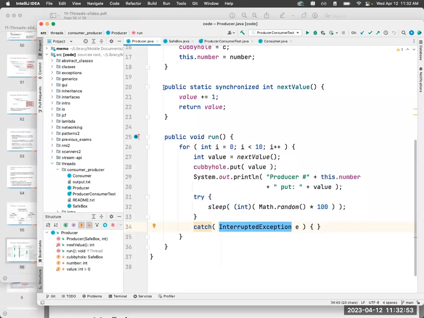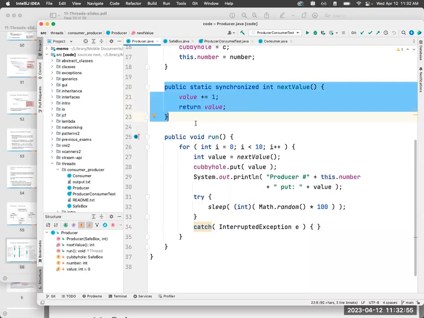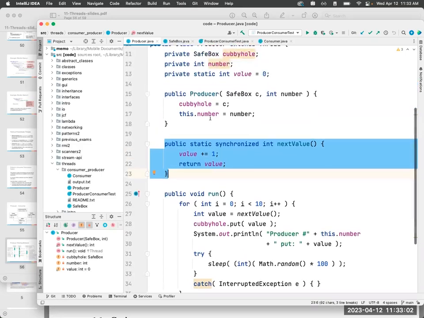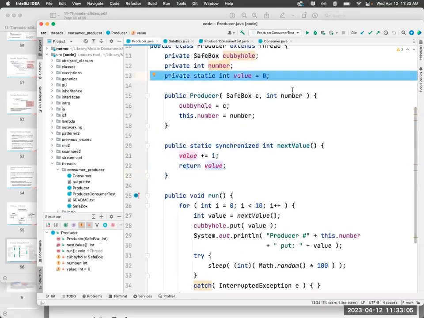Now let's talk about this guy here. So why do you think I need to synchronize this next value method? And next value is working with this guy here. Yes.